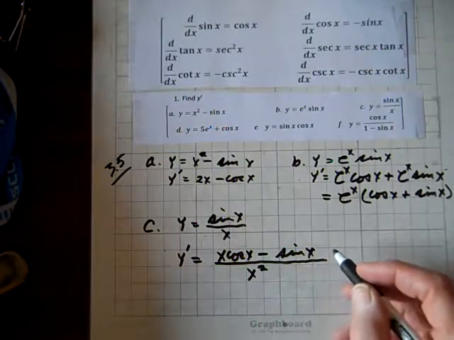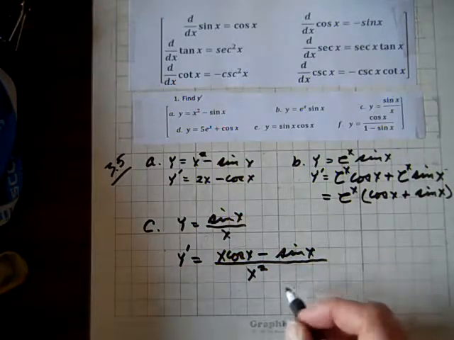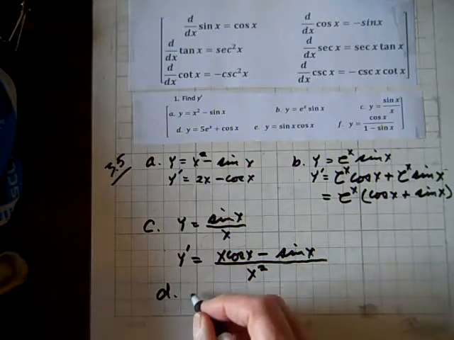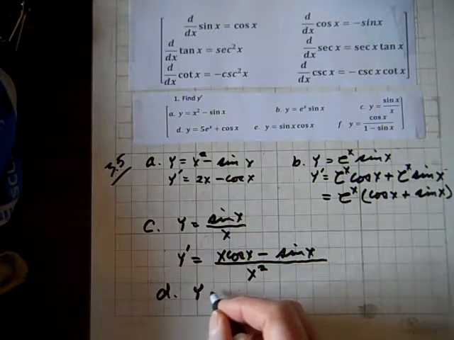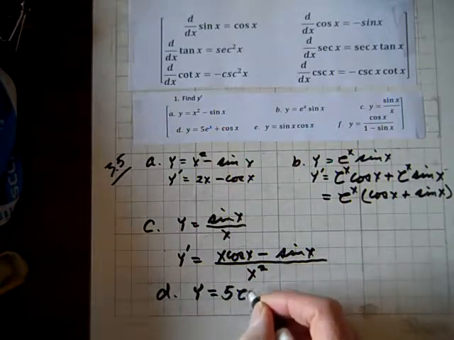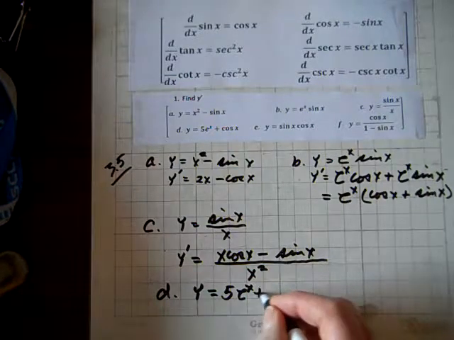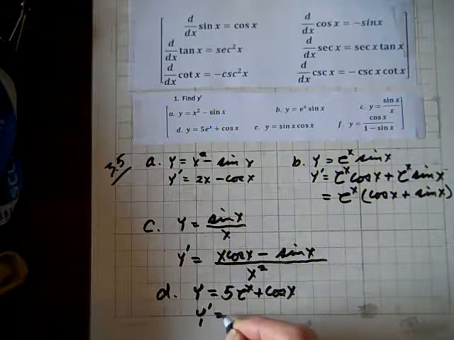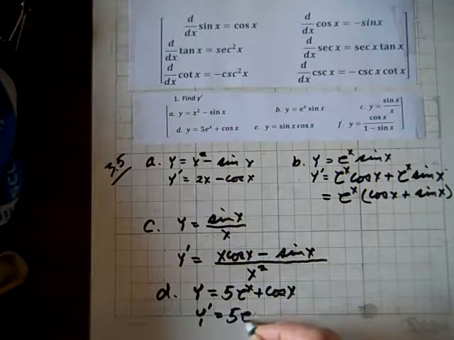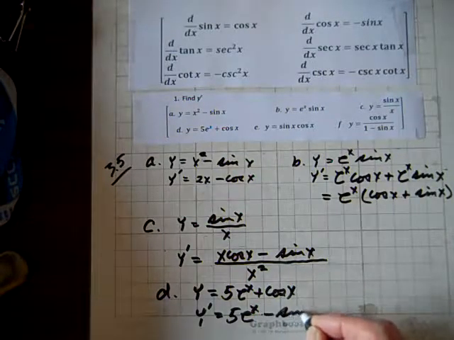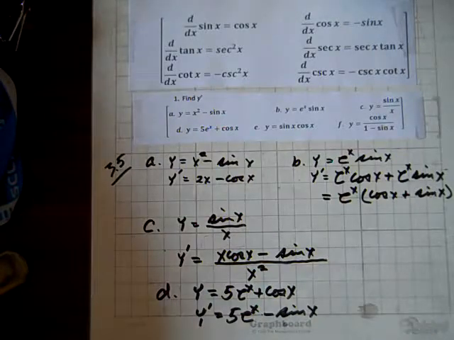Now let's see, do we have room for this next one? Yeah, we do, right here. So we'll do d. And we get y equals 5e to the x plus cosine of x. So y prime equals, and the derivative of 5e to the x is 5e to the x. The derivative of cosine of x is minus sine of x.